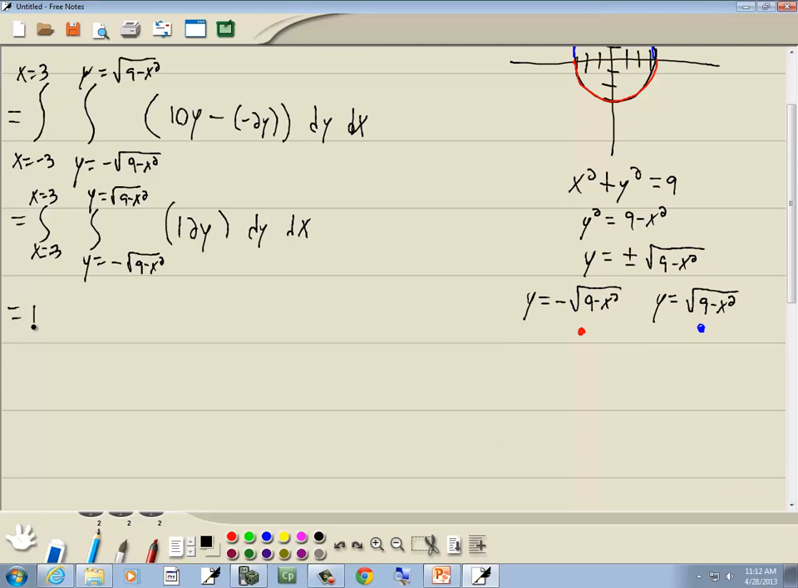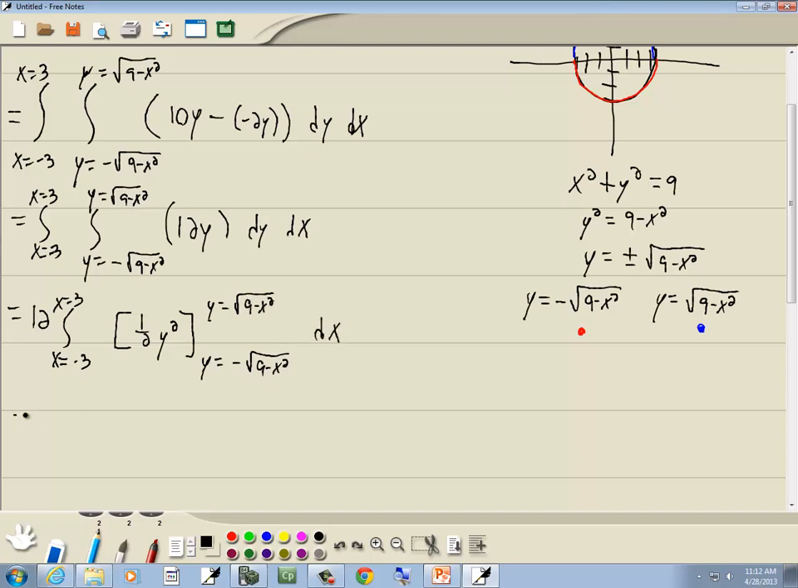I'm going to take 12 and put it out in front. And we got x is equal to -3 to x is equal to 3. And we're left with a y in there, and the integral of that gives us 1/2 y squared from y is equal to negative square root of 9 minus x squared to y is equal to square root of 9 minus x squared.